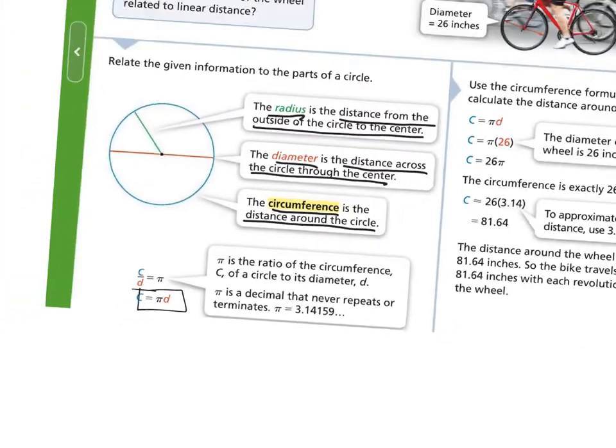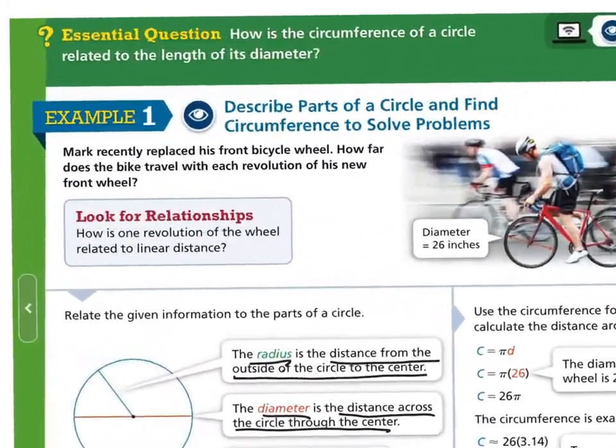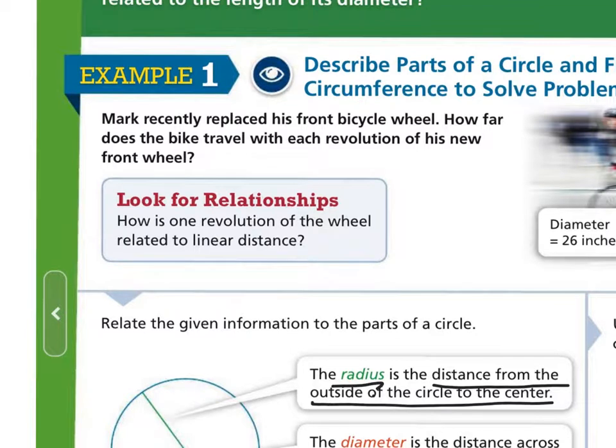So if we go back to example 1, Mark recently replaced his front bicycle wheel. How far does the bike travel with each revolution of his new front wheel?